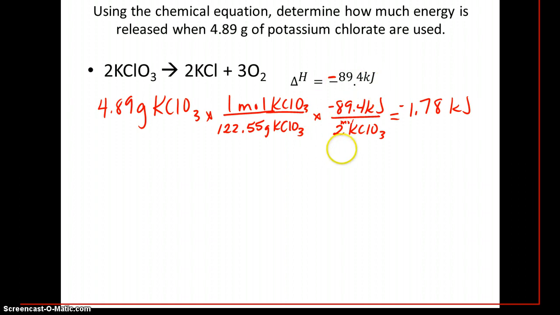So the key to thermostoichiometry is getting this tile. And remember, you get this tile, the moles from the equation, and the kilojoules you get from your delta H. All right, so we're going to have a chance to work through those in the quiz that you'll be taking.